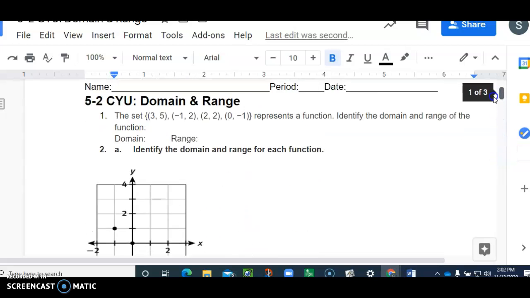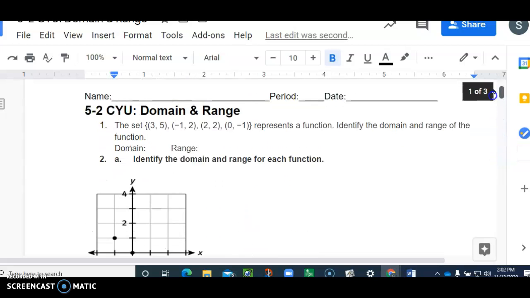Good afternoon, guys. This is an example for those of you who were absent and did not follow the lesson when I was present, the lesson of 5-2. This is 5-2 of CYU.